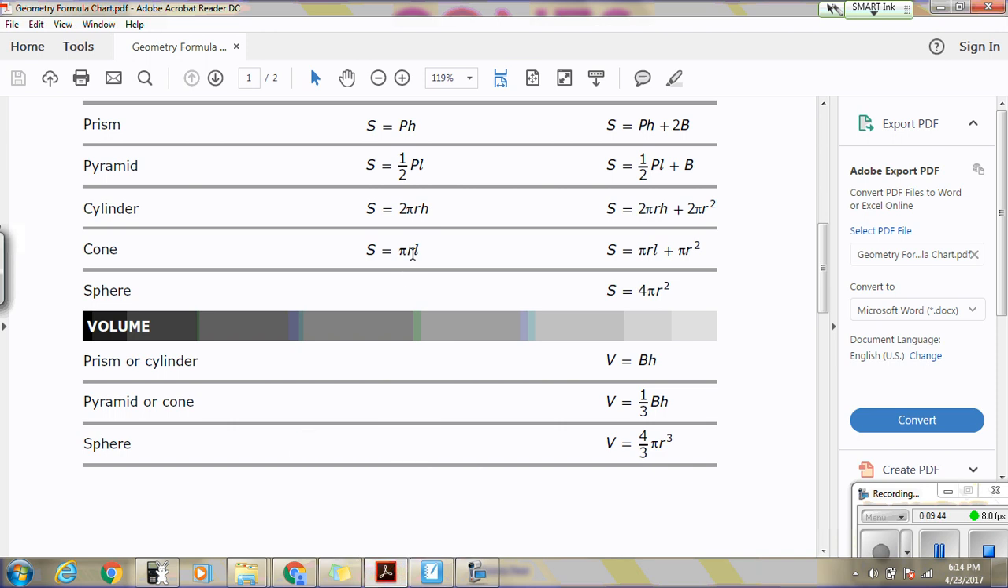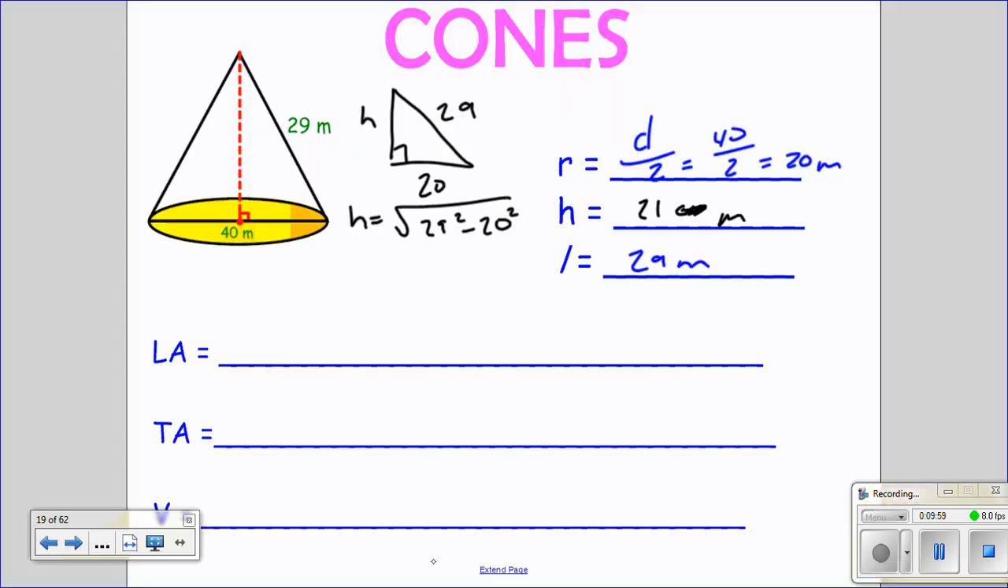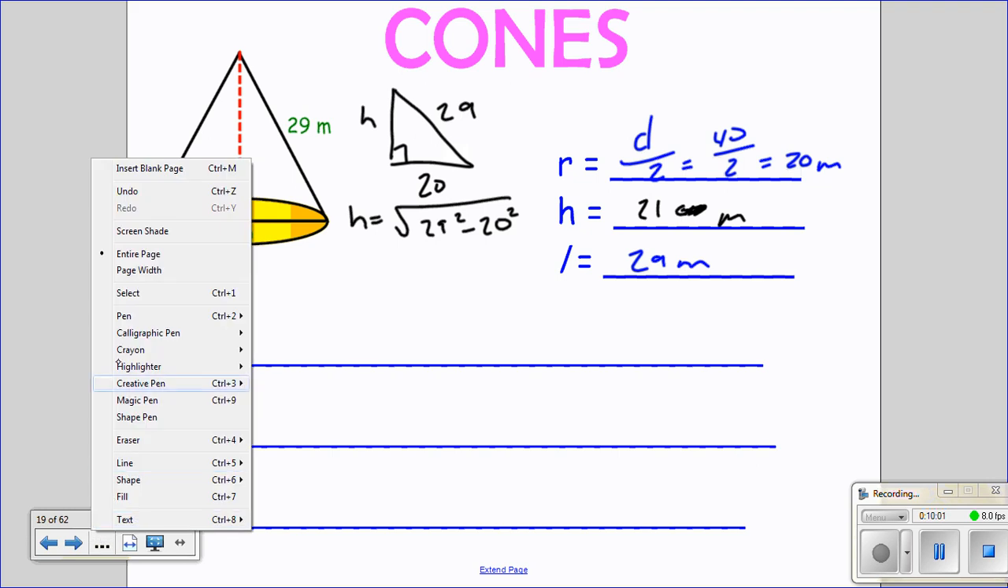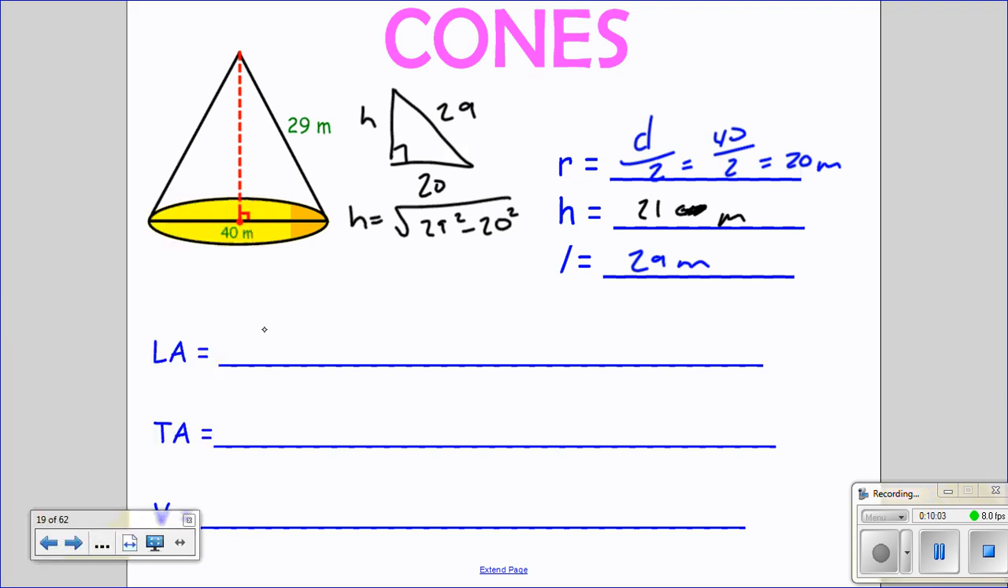Now let's look at our formulas for cones. For a cone, the lateral area is pi radius slant height, and the total area is pi radius slant height plus pi radius squared. And then for our volume, it's 1/3 base times height. So let's write these down real quickly. So pi radius slant height, pi radius slant height plus pi radius squared, and then our volume was 1/3 base times height.